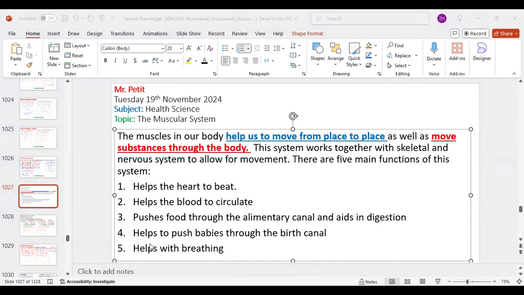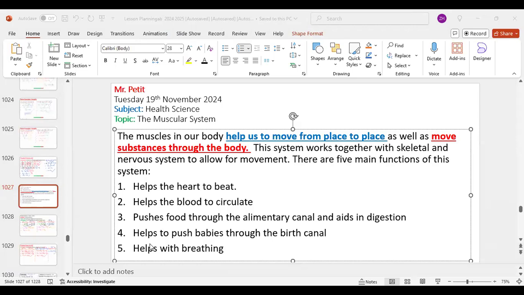There are 5 functions of the system. Helps the heart to beat. Helps the blood to circulate. Pushes food through the alimentary canal and aids in digestion. Very good. Helps to push babies through the birth canal. Helps with breathing. Very good.